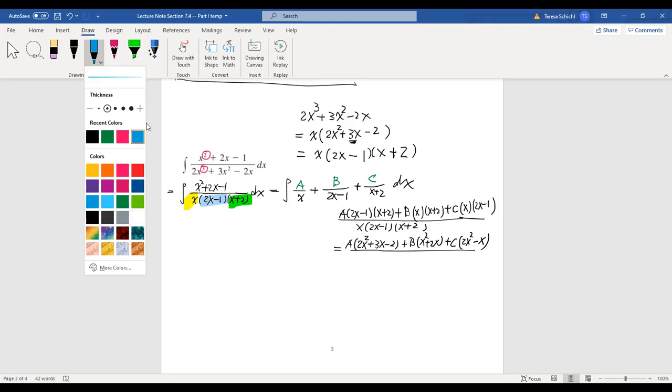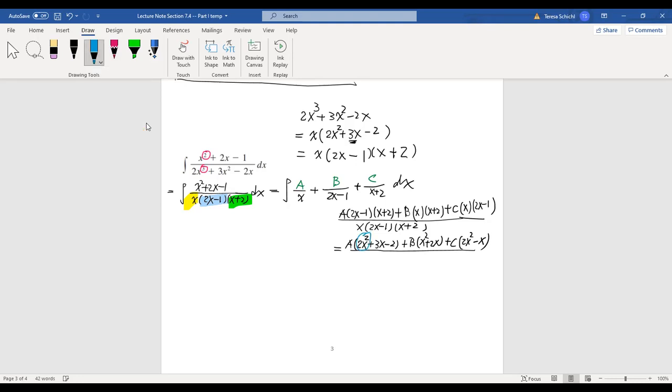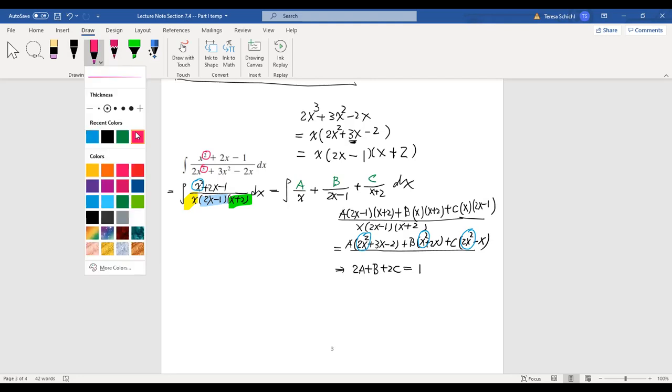So let's take a look at the term for x squared. Here is x squared, here's x squared, here's x squared. So the x squared coefficients will be what? It's 2a plus b plus 2c, right? So you compare 2a plus b plus 2c with this x squared term. So what will this be equal to? This will be equal to 1. Correct?